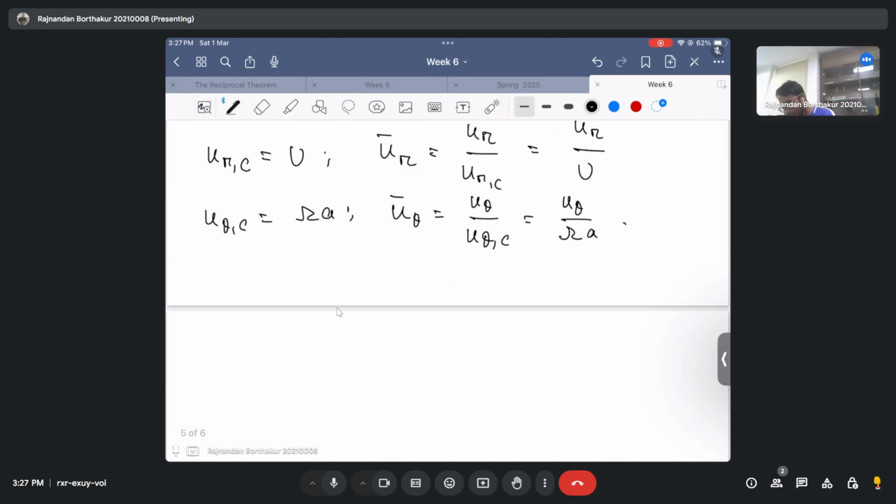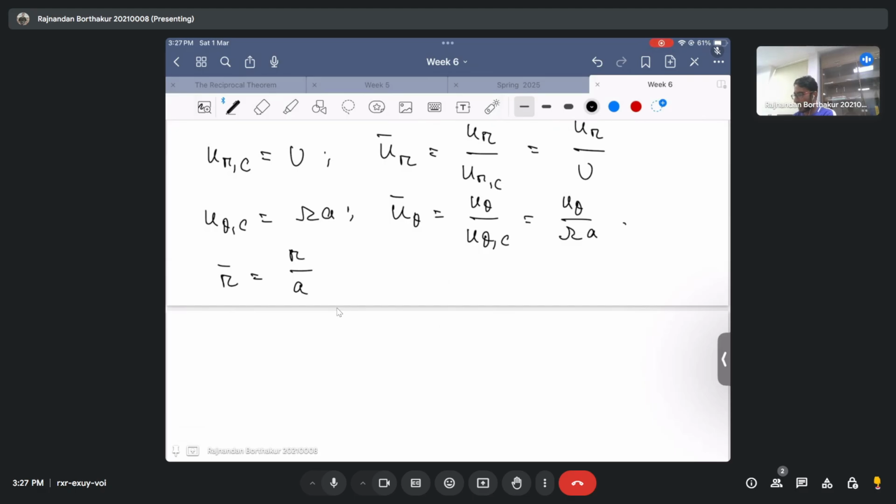Then I can write that my non-dimensional R bar, which is the non-dimensional radial length, is just going to be the dimensional radial length divided by my characteristic scale, which is just going to be A, because RC, the characteristic length scale, is nothing but the radius of the cylinder.